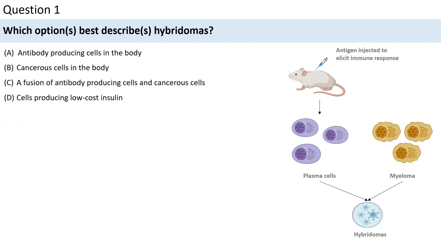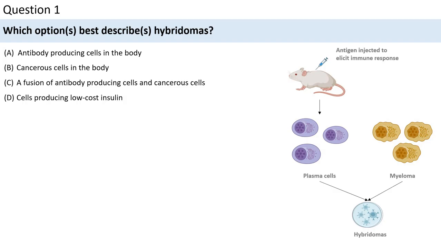This will be further selected on a medium. We will not know, right? Once the fusion is done, it can be either plasma cells, or myeloma cells, or a fusion of plasma and myeloma cells, or a plasma cell and a plasma cell can be fused, or a myeloma cell and a myeloma cell can be fused. So in total we have 5 possibilities.